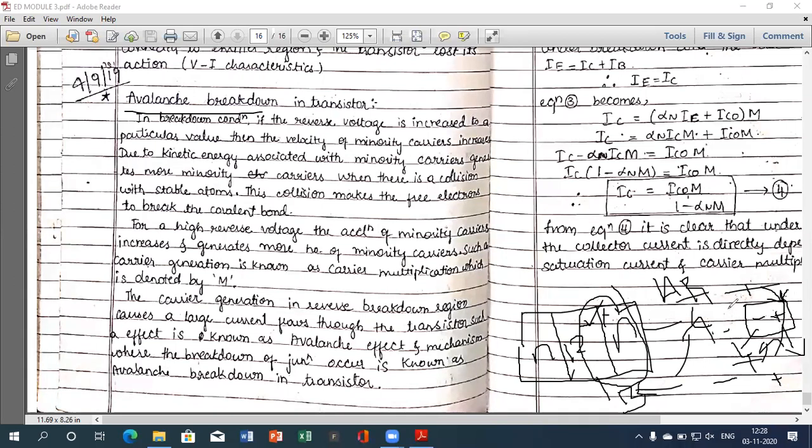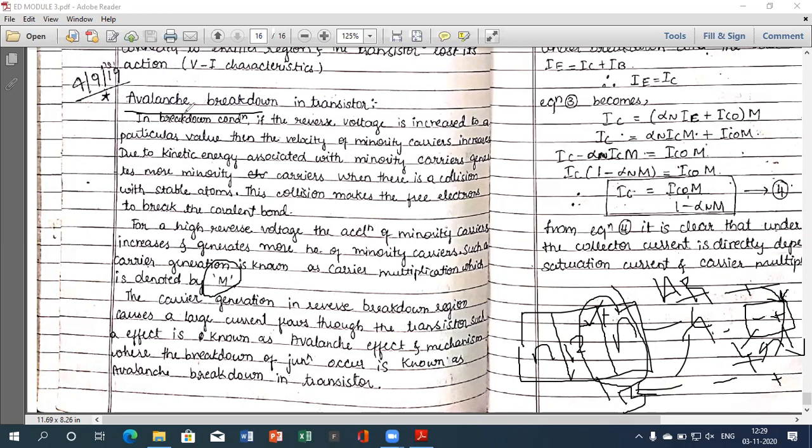Now when such an increase in the minority charge carriers generates more minority carriers, we call this carrier generation, also known as carrier multiplication, which is denoted by M. So M is nothing but the multiplication of minority charge carriers, which are increased due to the increase in the reverse bias voltage.